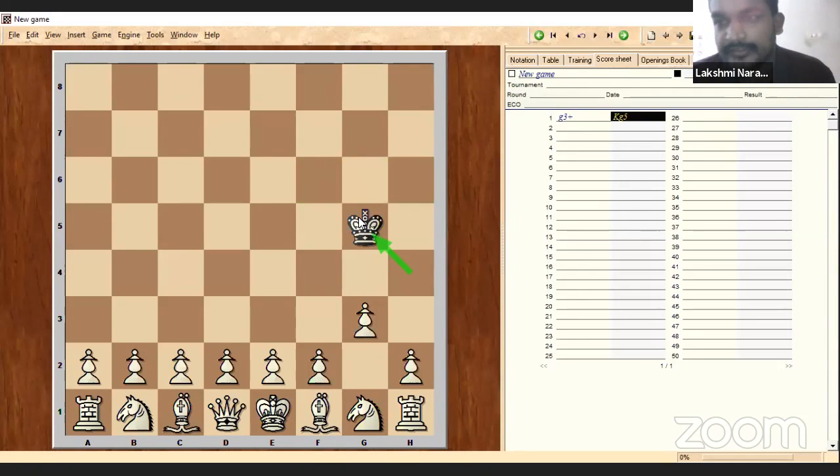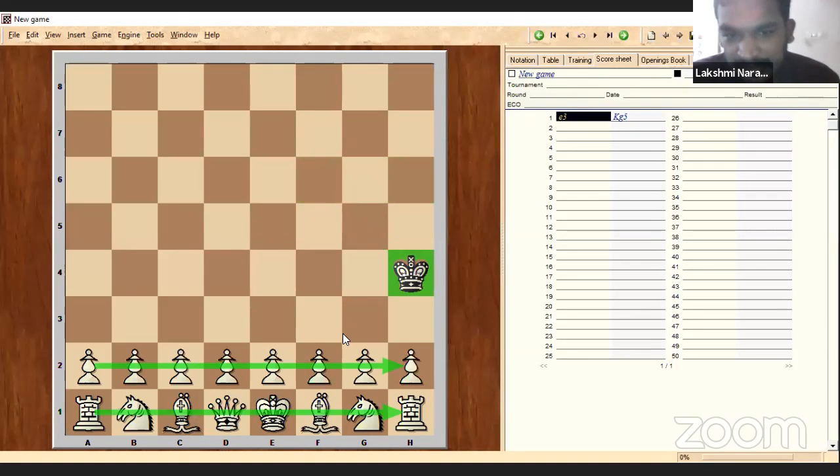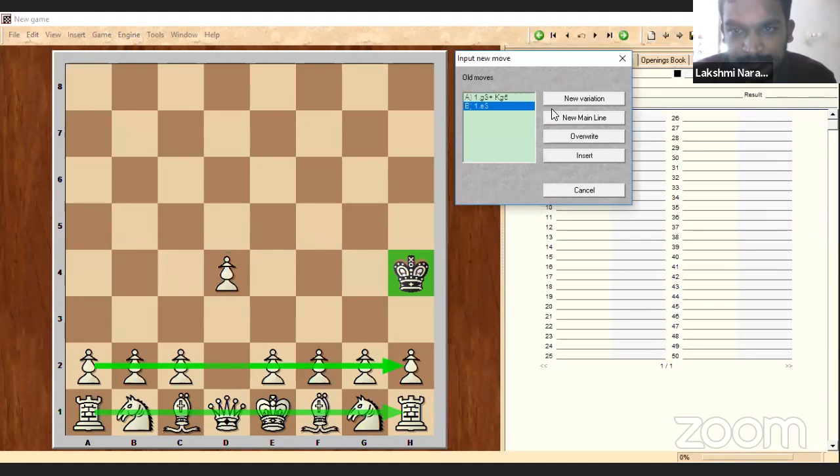Okay, so in 2 moves you need to mate. So g3 also doesn't really work here. So f3 also won't work. So first thing we need to understand is what are the possible squares for the king. If we know the possible squares, then we can limit those squares and mate. Okay, so the first move which I would recommend is to play d4.